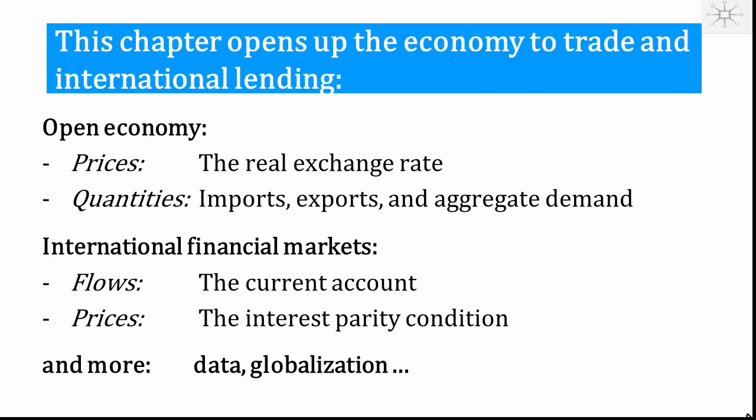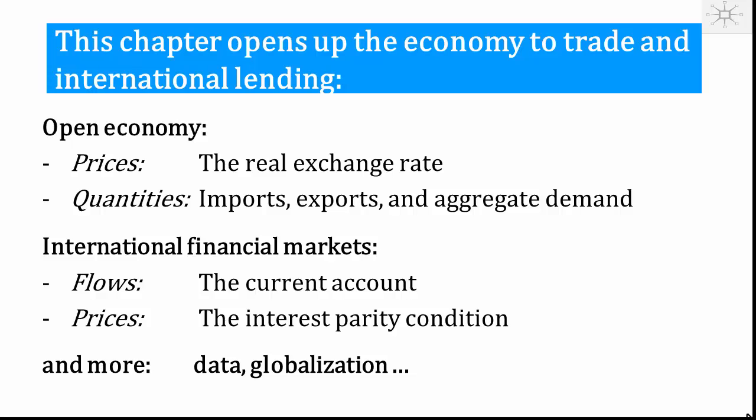Okay, so this chapter opens up the economy to trade and international lending. We look at the real side of the open economy. We get a new important relative price, the real exchange rate. We look at the quantities, imports, exports, and how aggregate demand is determined in the open economy. And then we look at the international financial markets. We look at the flows of lending measured by the current account and the prices and how exchange rates and interest rates are related through the interest parity condition.